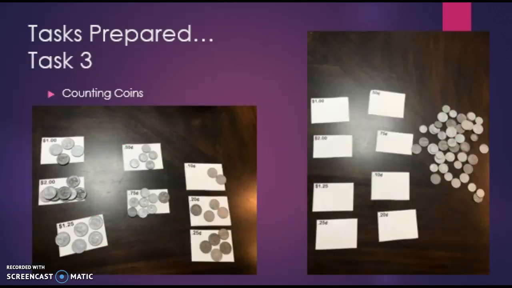In my third task, I have counting coins. I have magnetic coins and the paper money amounts, and the student will count out the correct amount of money for each money amount slip.